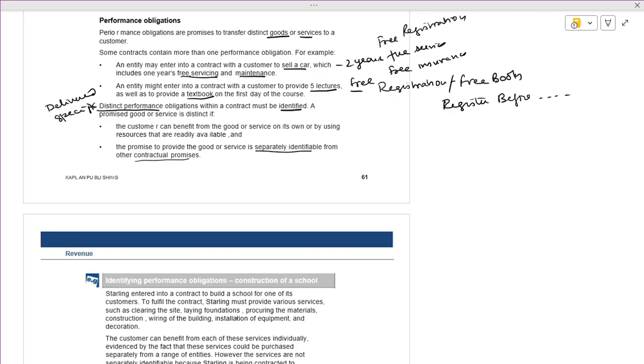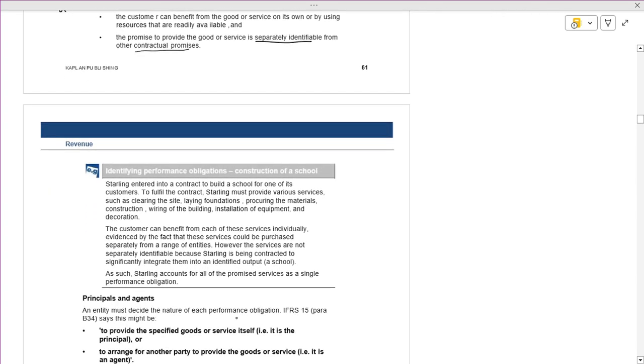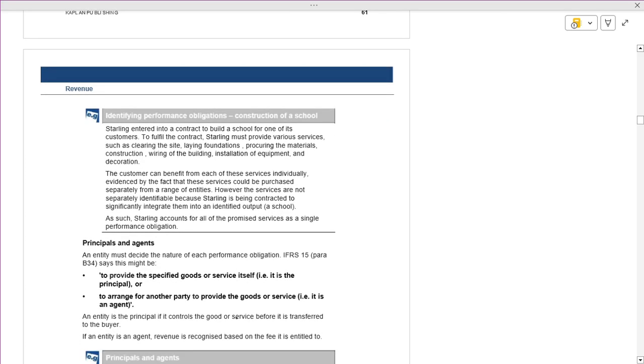This means, what is the revenue? The most important thing is that performance matters. If the performance is there, then only it will be paid. If there is no performance, there is no payment. Now, identify performance. What happens?